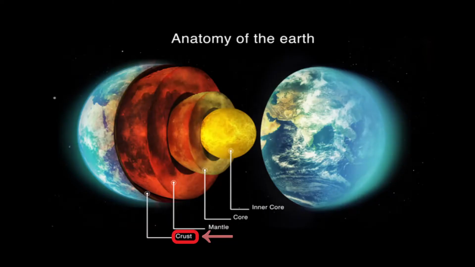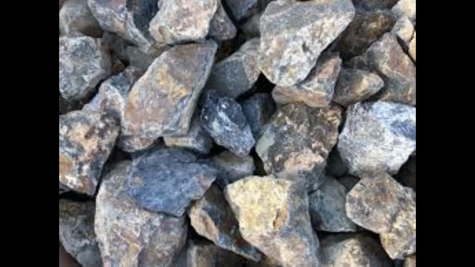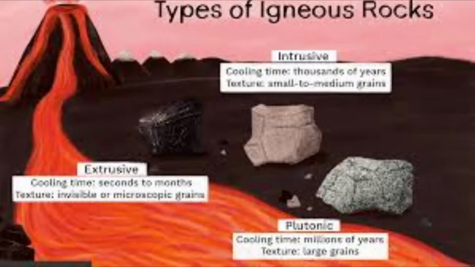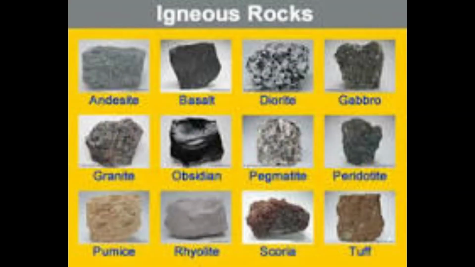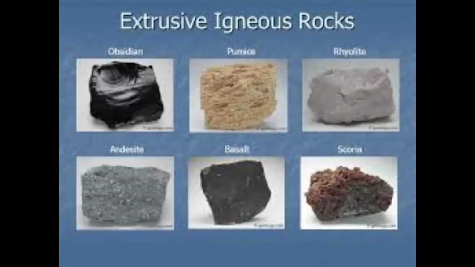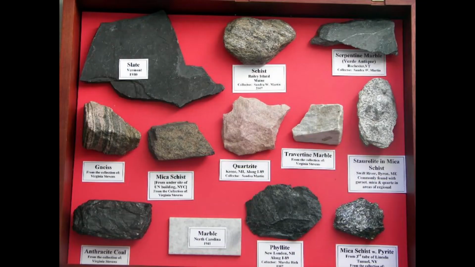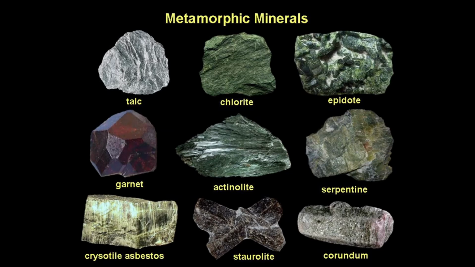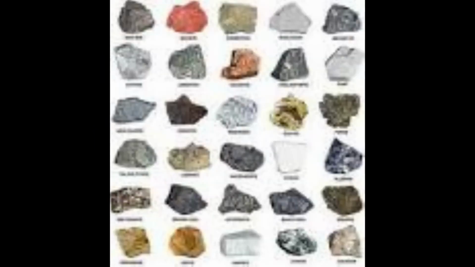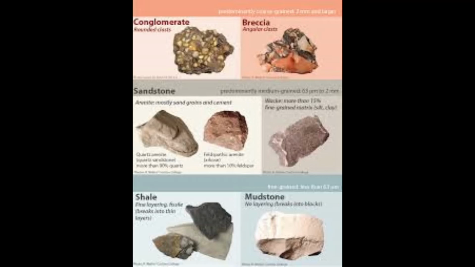First up is the crust. The crust contains rocks, but not any type of rocks. It contains igneous rocks. There are different types like andesite, basalt, and diorite. Next are the metamorphic rocks. There are also minerals of them. Then the sedimentary rocks. They are really old and they come in different types.